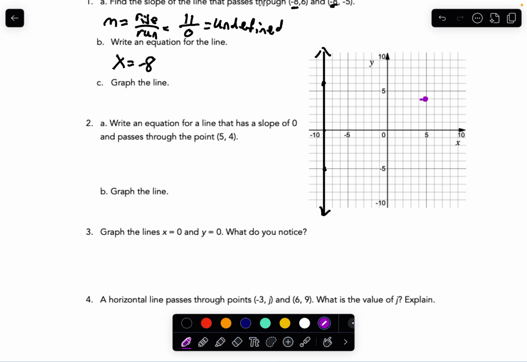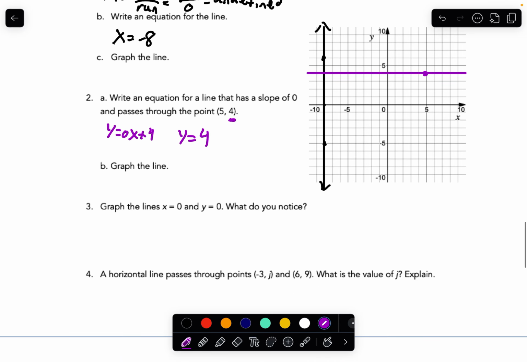Okay. So, it would be that. Okay. And it will go the other direction too. Like that. All right. So this has a slope of 0 and passes through the point 5, 4. So you can write this as y equals 0x plus 4. Or just realize, since it's a 0 slope, it's just going to be y equals 4. And I already graphed the line.